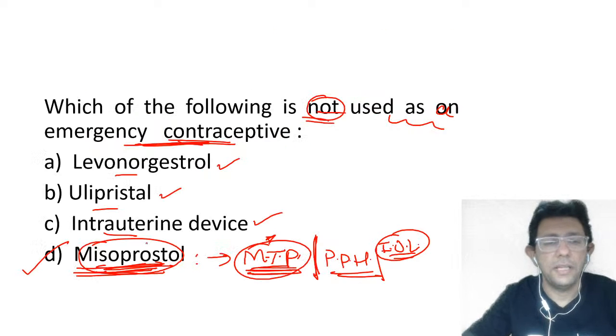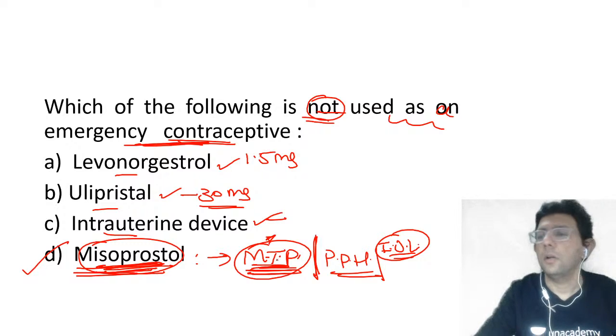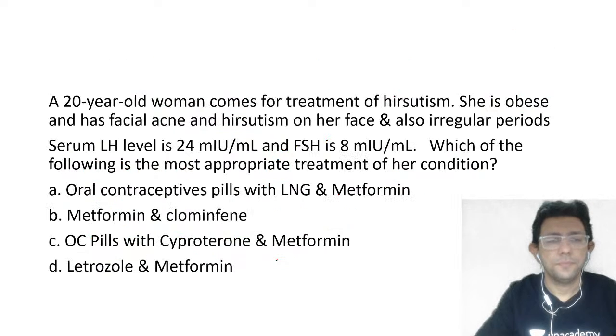Okay, so now we know very clearly: LNG 1.5 milligram single dose, ulipristal 30 milligram single dose, IUCD can also be inserted. Misoprostol is for MTP. Moving on to the next question for your benefit.